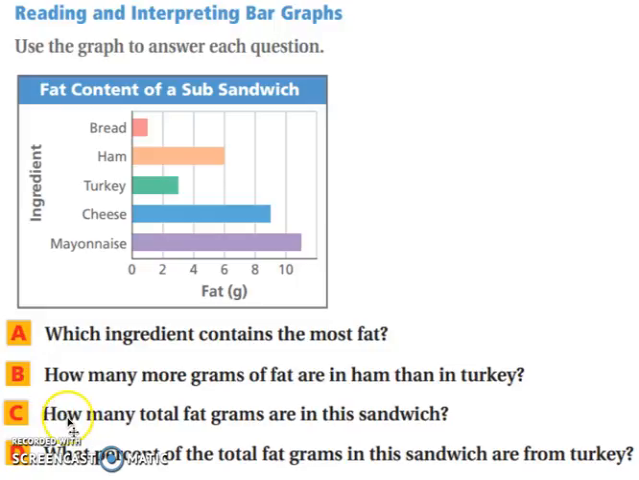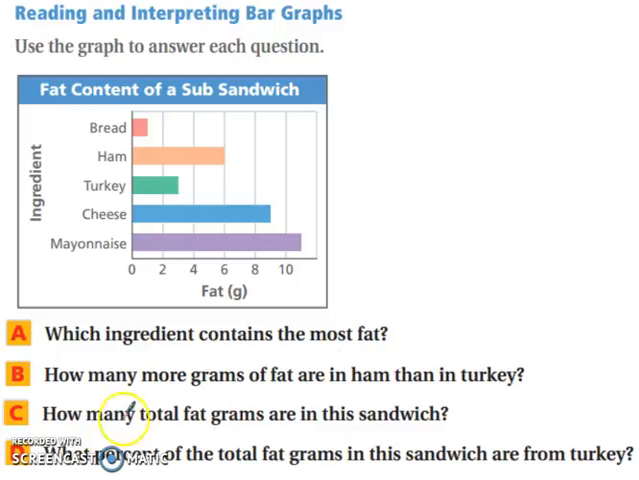Now let's look at the next one. How many total fat grams are in this sandwich? So to figure that out, we're going to add each of our values together. So 1 for the bread, so 1 plus 6 plus 3 plus 9 plus 11. When we add all those numbers together, we end up with 30. So the sandwich has a total of 30 grams of fat.